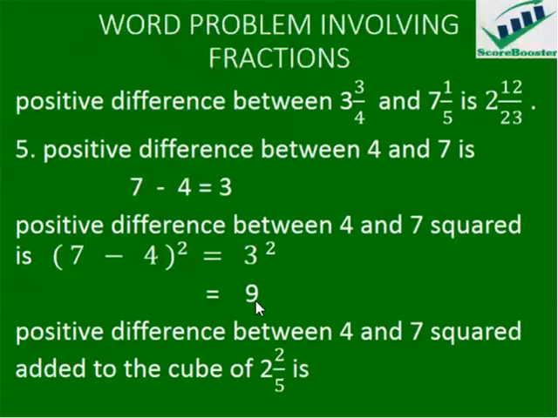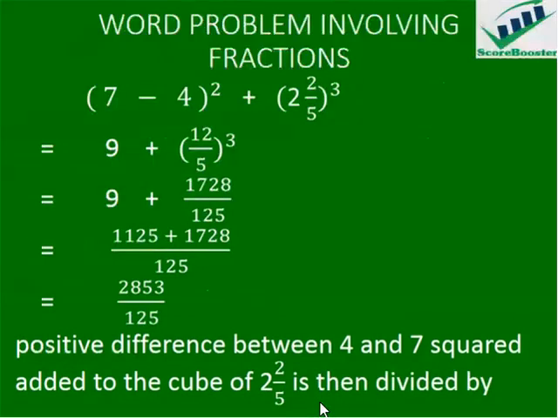So they said when you've squared the positive difference between 4 and 7, then you add your result, which is 9, to the cube of 2 whole number 2 over 5. So the next thing you do now is what? The positive difference between 4 and 7 squared plus what? Cube, 2 whole number 2 over 5 cubed. So this is the statement.